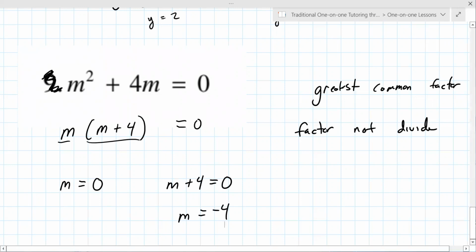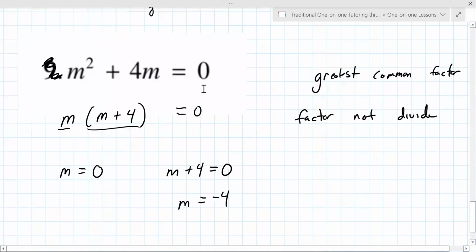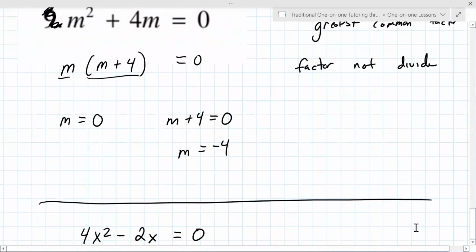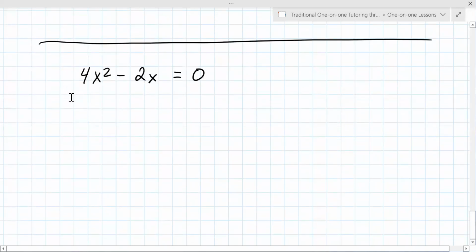Okay, so let's try this. 4x squared minus 2x equals 0. Notice they are both equal to 0. They have to be equal to 0. So what can you factor out of both of these? What's the number and the letter that goes into both?